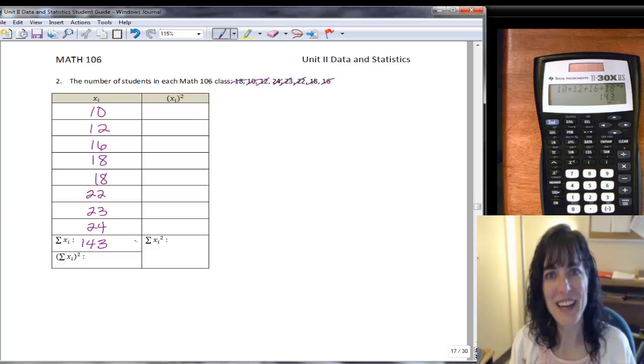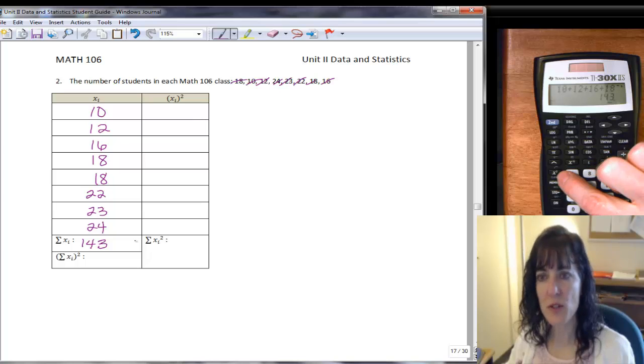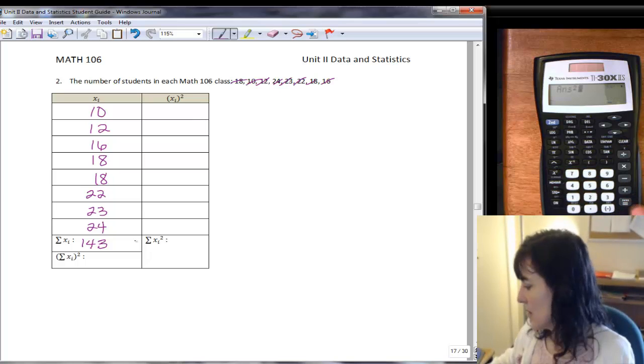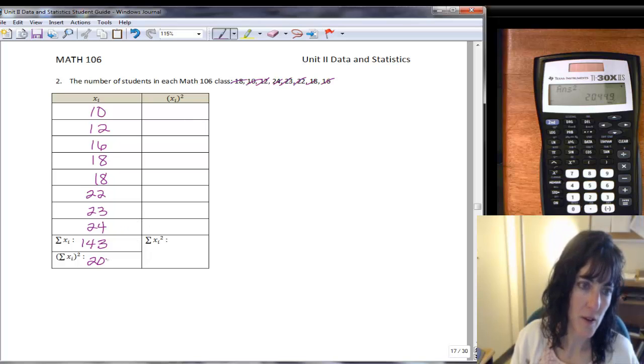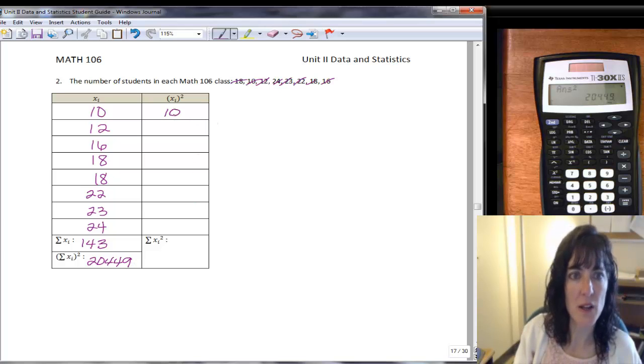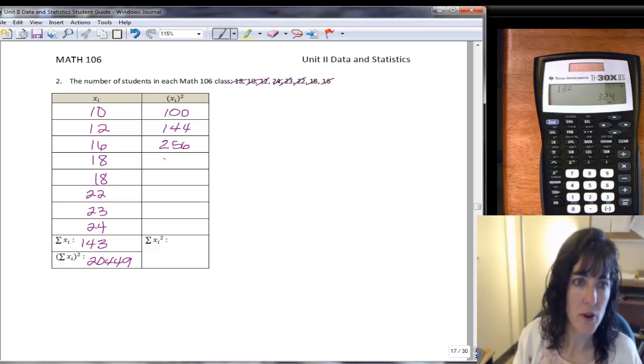And remember, I'm going to need that sum to find the mean in a little bit. I need to square that, so I'll just use my squared button there. And I get 20449. And then when I square the 10, I get 100. Square 12, 144. Square 16 is 256. Square 18, 324. I have that one twice.